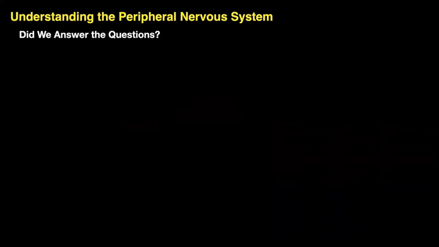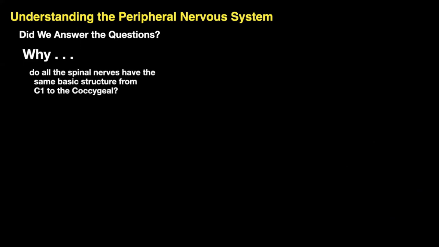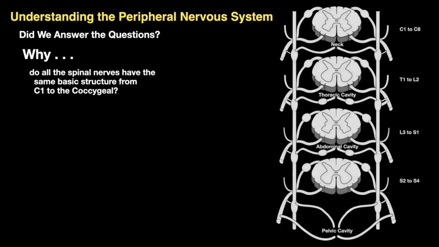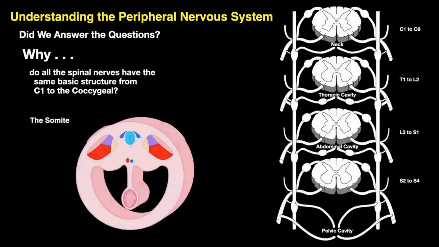Did we answer the questions? Let's just kind of conclude quickly by seeing, did we answer the questions? Why do all the spinal nerves have the same basic structure from C1 to the coccygeal? The somite. It was those serially segmental somites that drove the same developmental innervation pattern to their epimere and their hypomere, creating a segmentally looking spinal nerve.